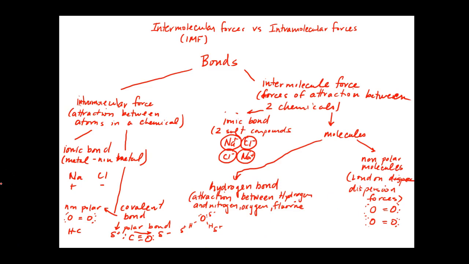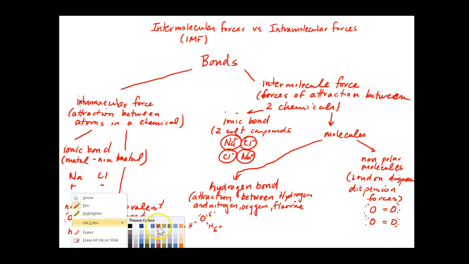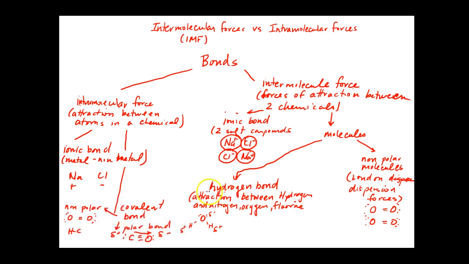The next scenario is going to be the hydrogen bond. And the hydrogen bond is something that exists between polar molecules. So here we have the hydrogen bond. Okay, and in this case, it's the attraction between the hydrogen of one chemical to the nitrogen, oxygen, and fluorine of another chemical. So let's use the example of water.